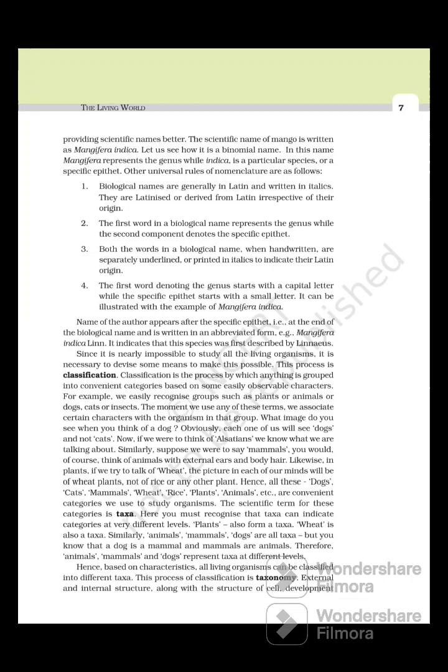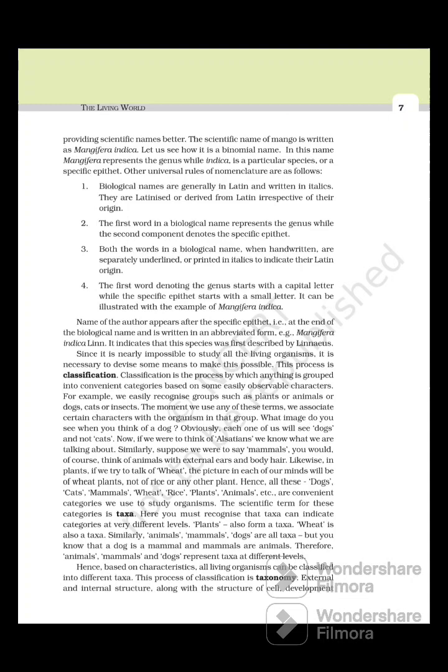Other universal rules of nomenclature are as follows. Point 1. Biological names are generally in Latin and written in italics. They are Latinized or derived from Latin irrespective of their origin. Point 2. The first word in a biological name represents the genus, while the second component denotes the specific epithet. Point 3. Both the words in a biological name, when handwritten, are separately underlined, or printed in italics to indicate their Latin origin.